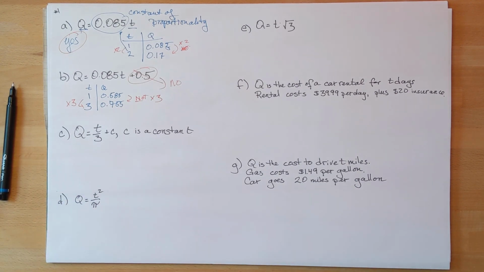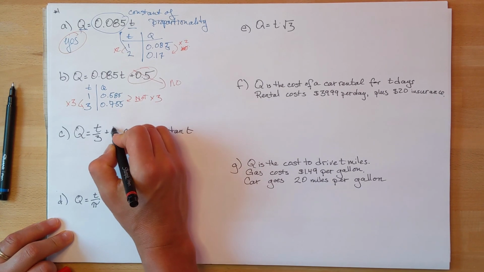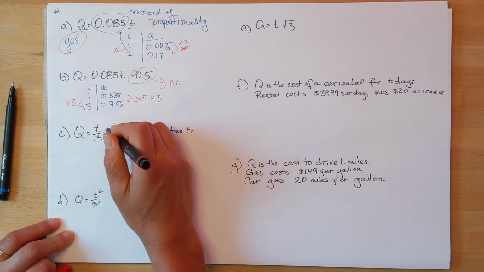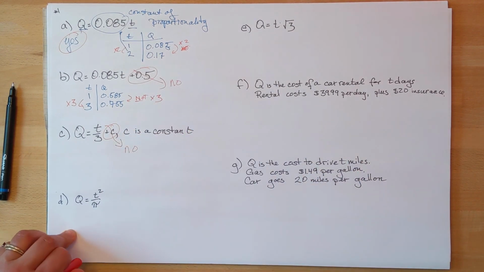In C, again, I'm looking at this simple relationship. C stands for some number. It might be 12, it might be pi, it might be 72, but whatever it is, that's enough to say that this is not a proportional relationship. Technically, if C is equal to 0, it would be proportional, but that's not something I would ask you to say.